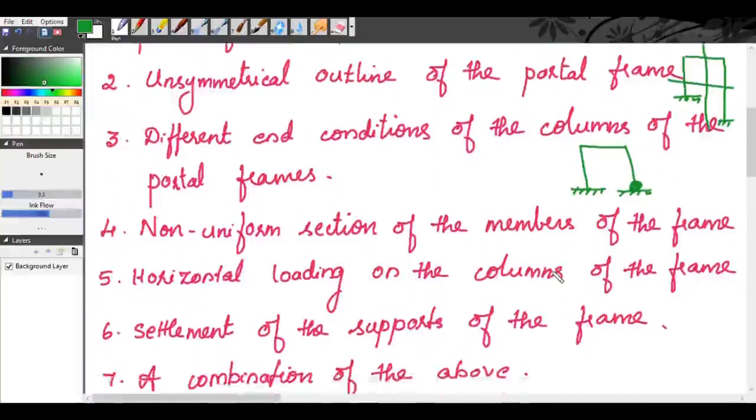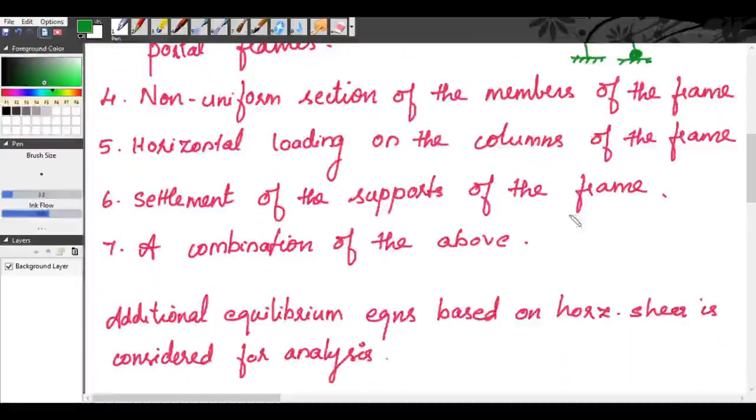Then non-uniform section of the members of the frame. Non-uniform section means your EI is not constant. Here you will have I, here you will have 2I. So in such cases you will have sway. Then horizontal loadings on the columns of the frames. So when there are horizontal loadings anywhere at the joint or at the center of the frame, any lateral loadings will result in sway. Then settlement of the supports of the frame. When there are settlements of supports or a combination of any of the above, there will be sway.